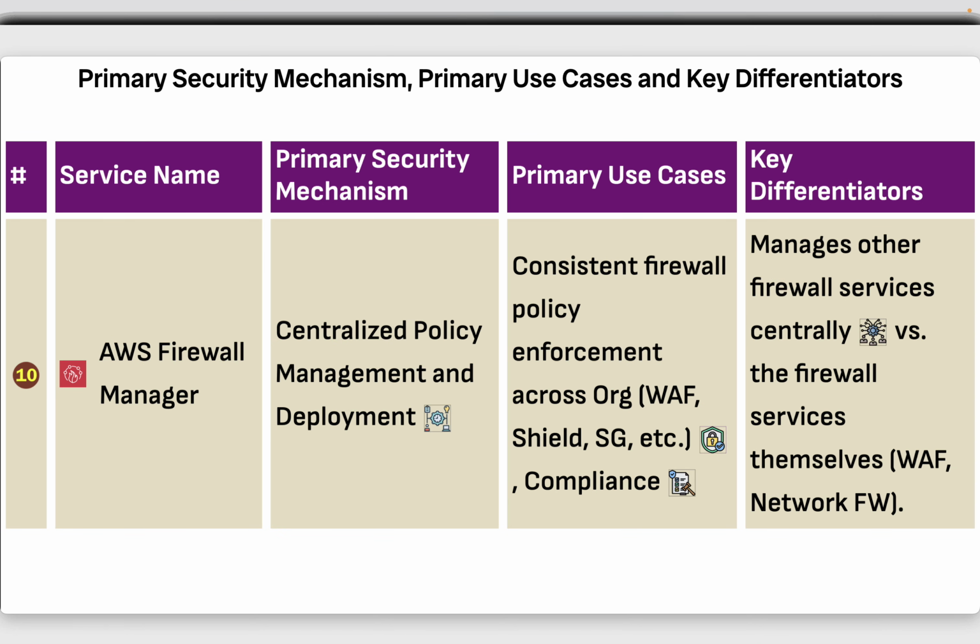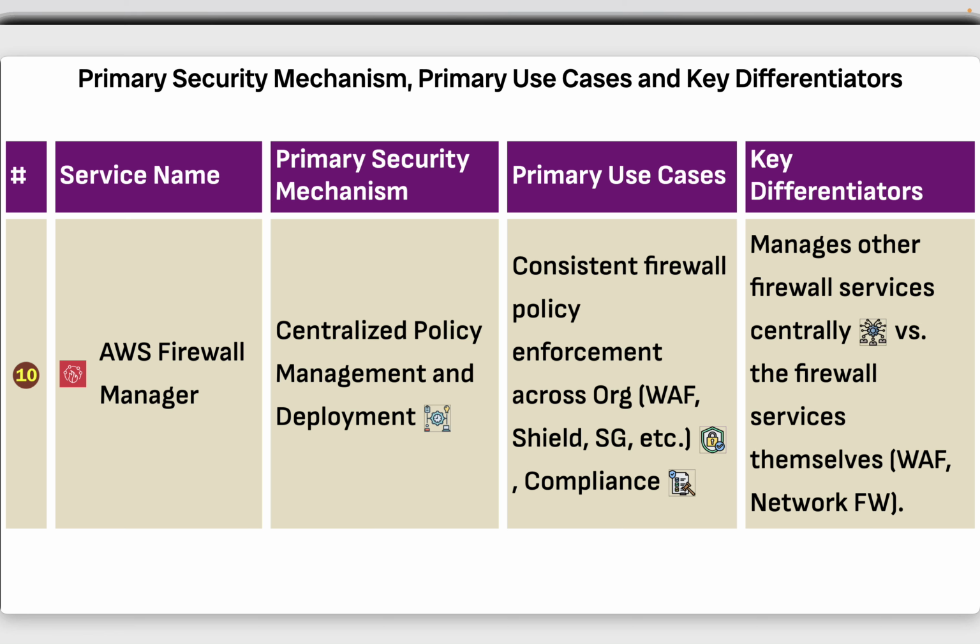Next, we have AWS Firewall Manager. Primary security mechanism is centralized policy management and deployment. Primary use cases are consistent firewall policy enforcement across the organization, and that includes web application firewall, Shield, and security groups, which is also a kind of firewall. And one more use case is compliance.